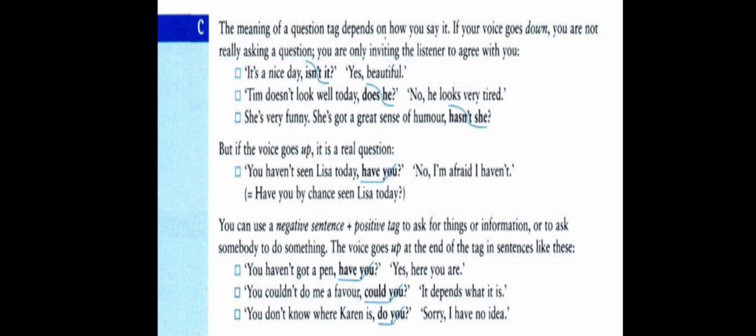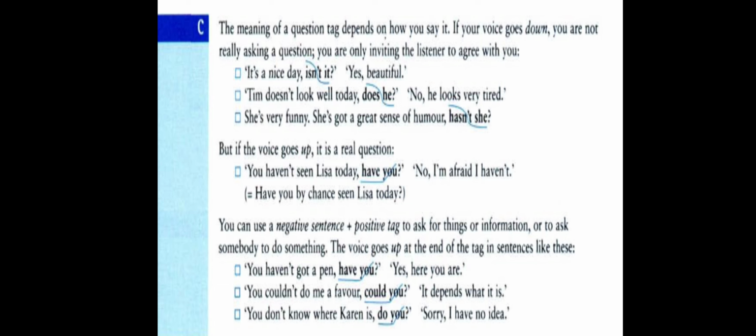The second example, you couldn't do me a favor, comma, couldn't here is negative, so the question tag is positive. Could you? So we say, you couldn't do me a favor, could you? The other person says, it depends what it is. He's asking for a favor. He's asking somebody to do something. The person here is asking somebody to do something.